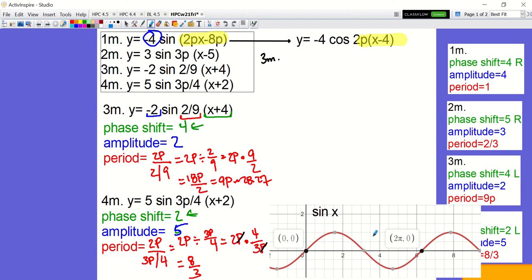So I'm going to draw an x-axis. I'm going to draw a y-axis here.